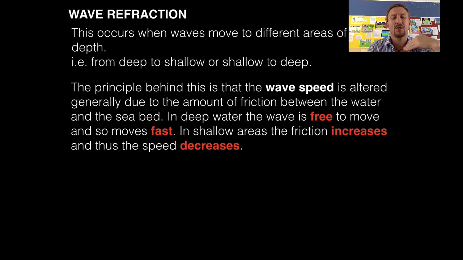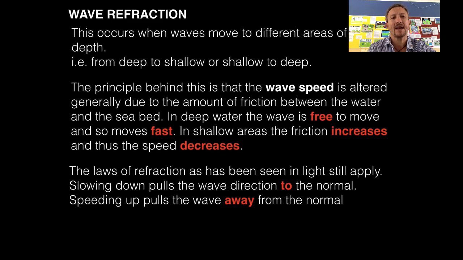However, when it approaches things like the shore or a sandbank, the depth of the water decreases. That means there's more interaction between the water and the seabed, so more friction. With more friction, you slow down the speed. Because you slow the speed, it has the effect of changing the direction that the wave is moving in.